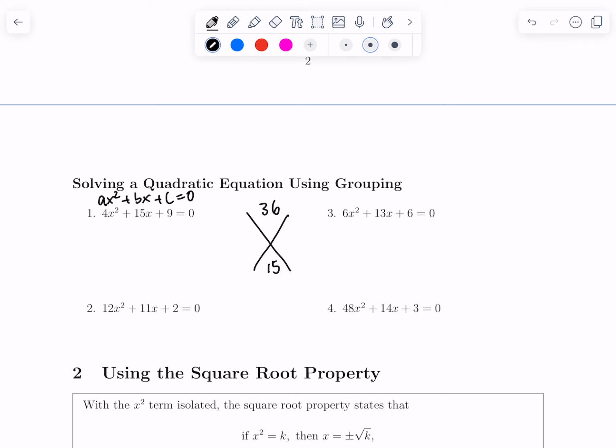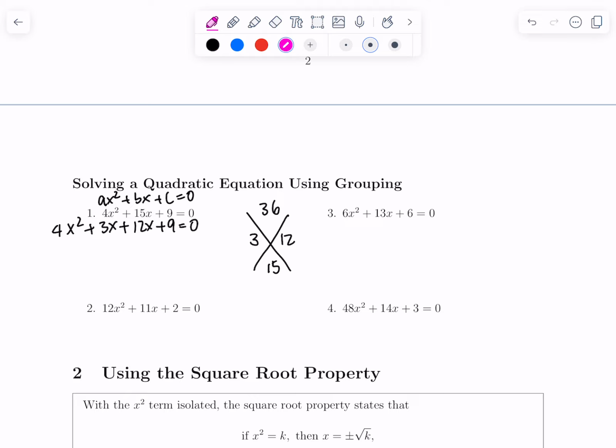So I'm going to think about which two numbers multiply to get 36. 1 times 36 is 36, but added together it is not 15. I'll move to 2 times 18, still not adding to 15. 3 times 12, okay, this is a better choice. 3 times 12 is 36, and added together it is 15. So we're going to rewrite our middle term, the 15x, to be 4x squared plus 3x plus 12x plus 9 equals 0.